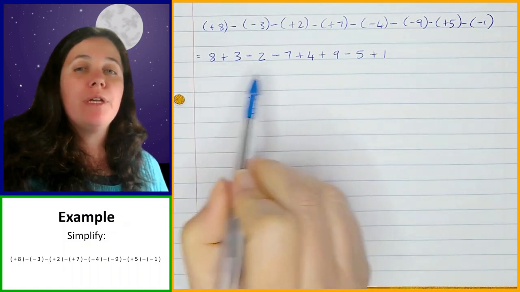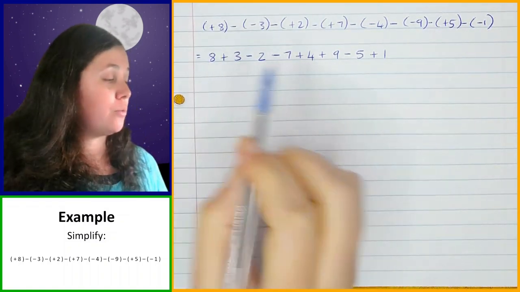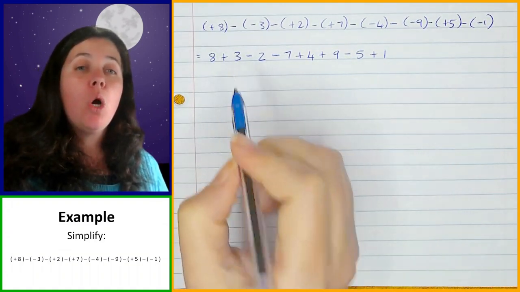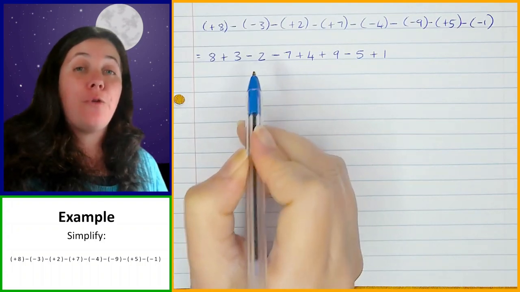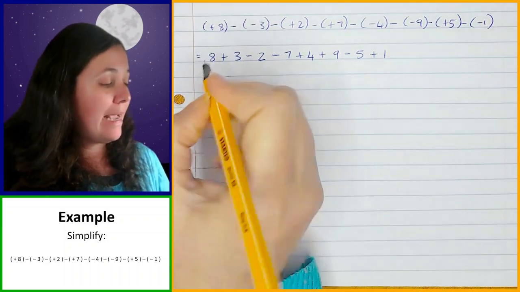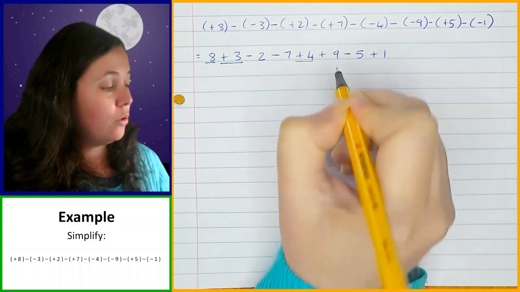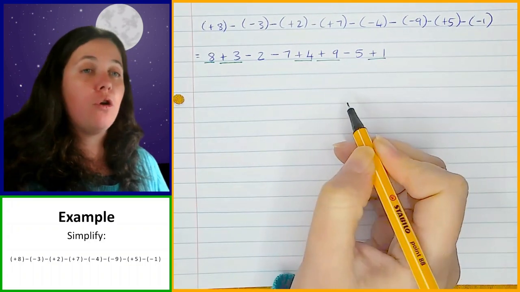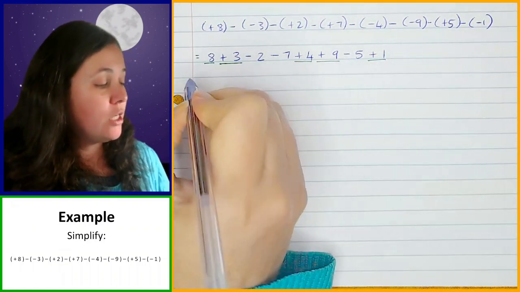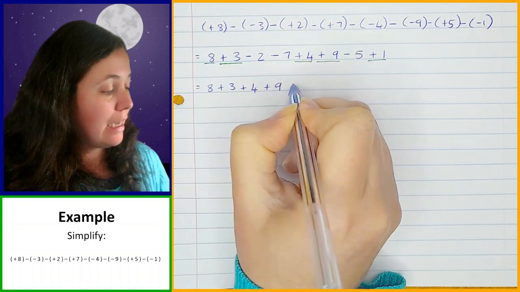Now I can move things around the way that I want to, so that I can have all my positives together and all of my negatives together. But remember, when we move these numbers around, we have to keep the sign with the number, and the sign that belongs to the number is the sign in front of the number. Okay, so 8 is already positive. So first of all, I'm going to identify all of my positives. I've got 8 is positive, the 3 is positive, so it's plus 3, and I've got plus 4, and plus 9, and plus 1. So those are all the ones that I want to have written first. And the pluses need to go with the numbers that follow them. So I'm going to have 8 plus 3 plus 4 plus 9 and plus 1.